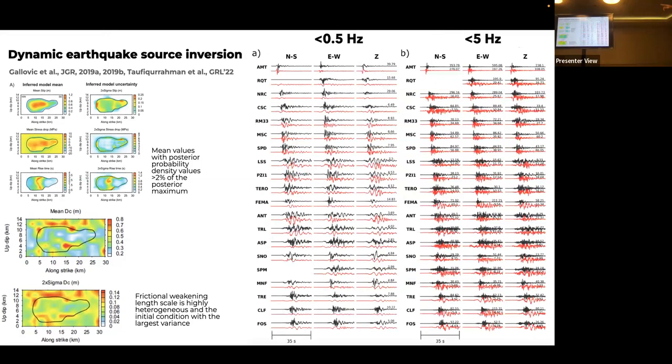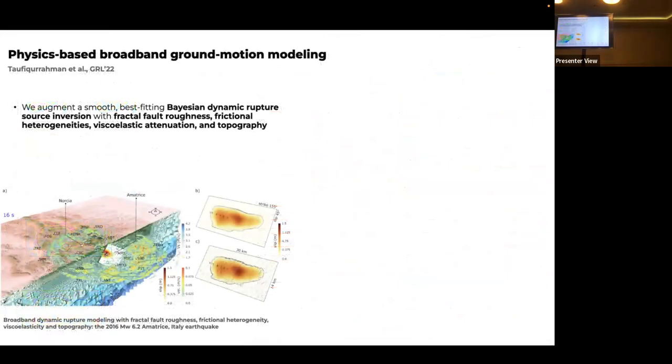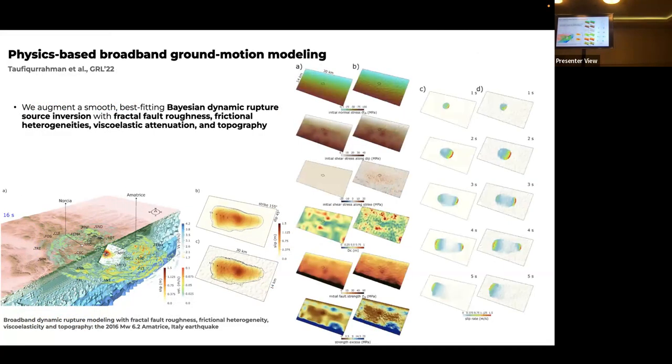Now, we're getting that into a broadband dynamic, into a broadband ground motion model, maybe up to 5 hertz. We can't do that yet on the scale of running 1 million forward models, but we can take what we know about earthquake physics to enhance the smooth model that is the result of the Bayesian inversion, and we're adding fault roughness, heterogeneities on the fault, viscoelastic attenuation, and topography. These are things that we know affect the ground motions in fully physics-based models. And by doing that, we're not only producing maybe more realistic earthquake models.